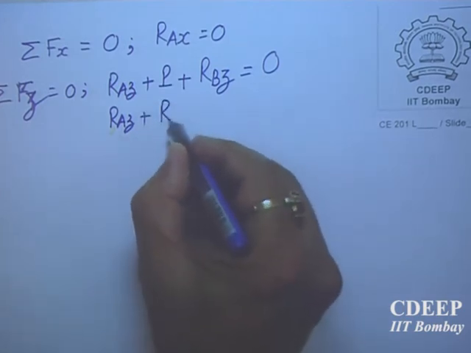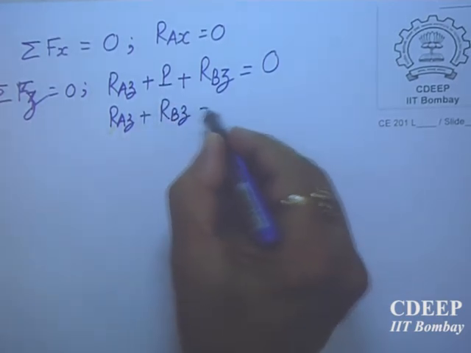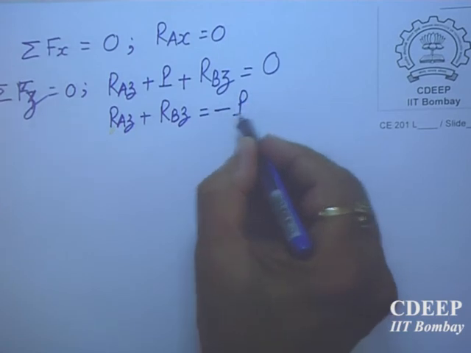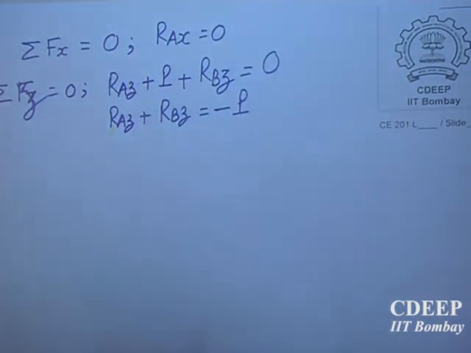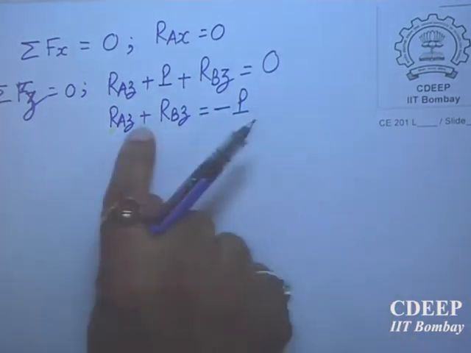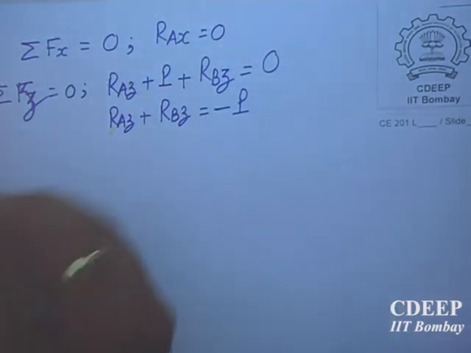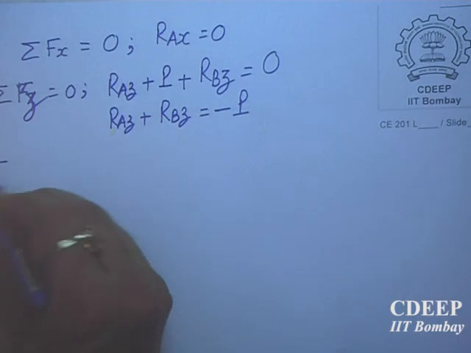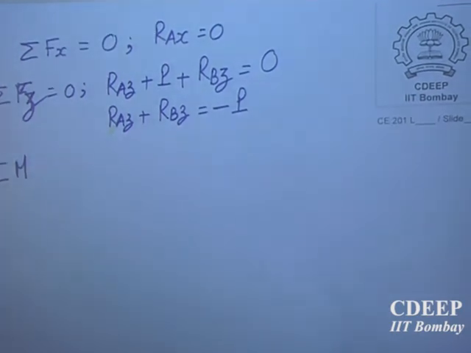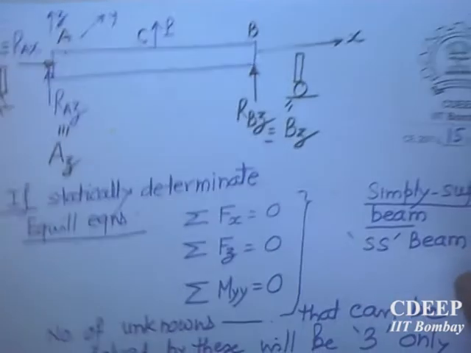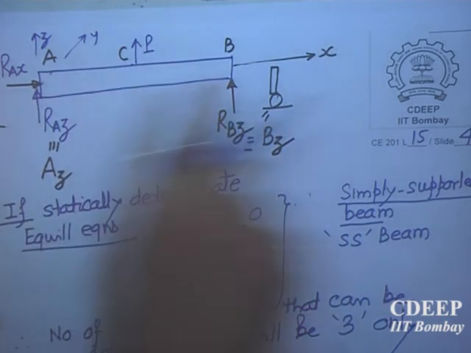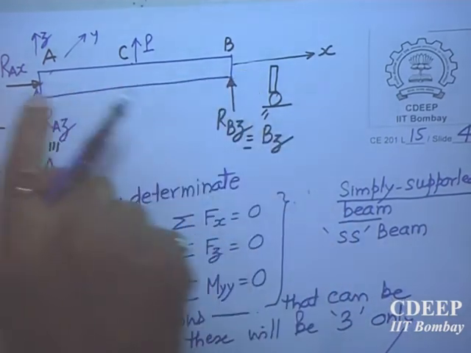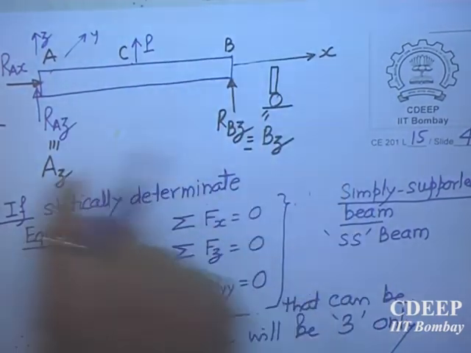So therefore you get the second equation: RAZ plus RBZ equal to minus P. RAX is 0, you have got from the first equation. You cannot solve this yet. So for the third, make use of the third equation, moment. Now moment about which point? Moment about y-axis is 0. But which point? Any point, anywhere in this plane.